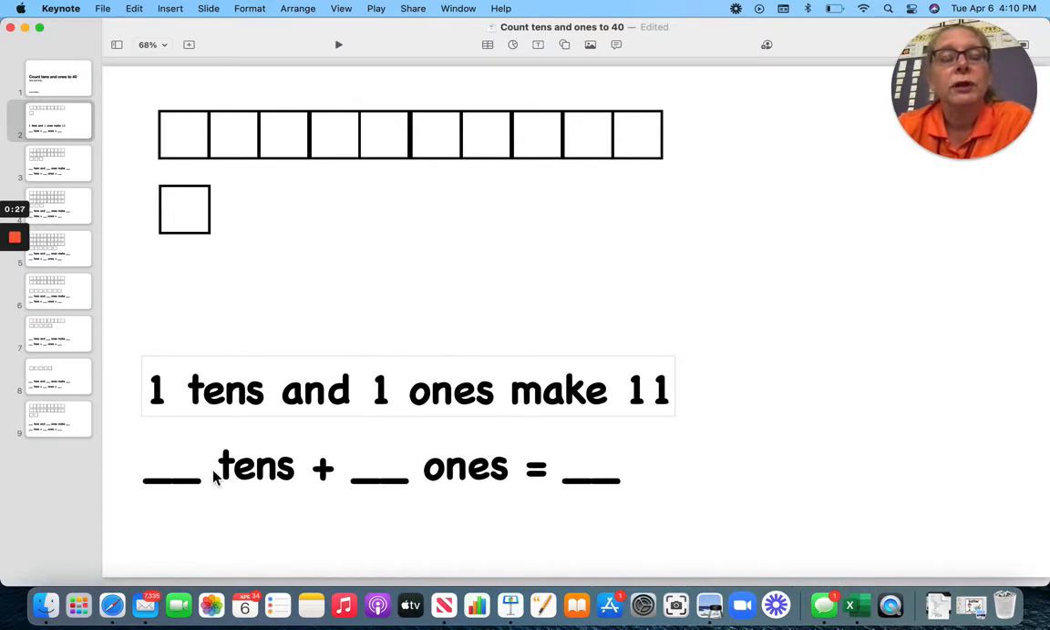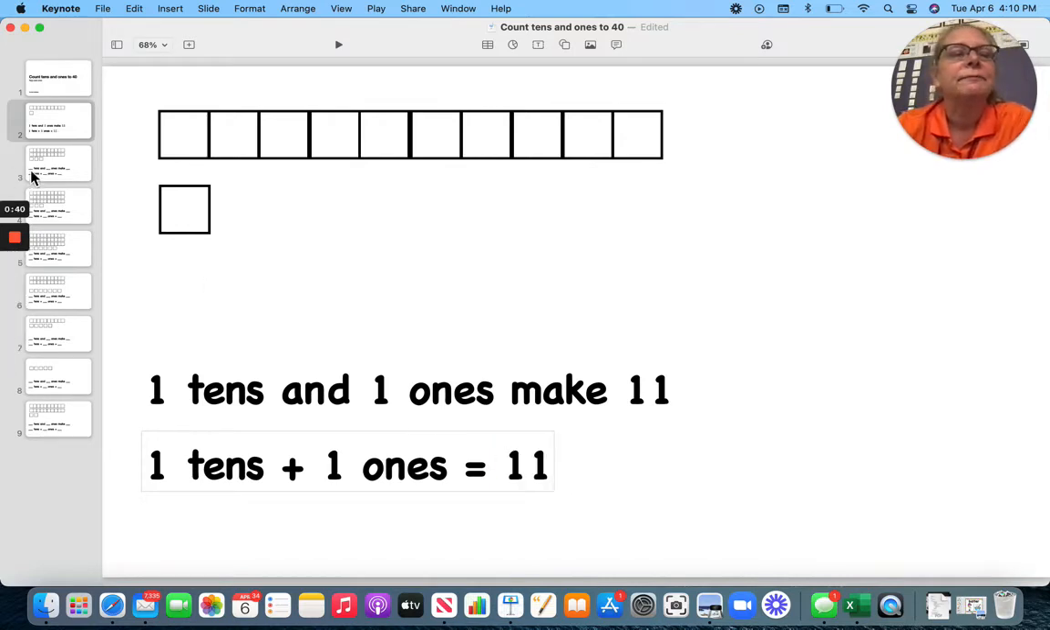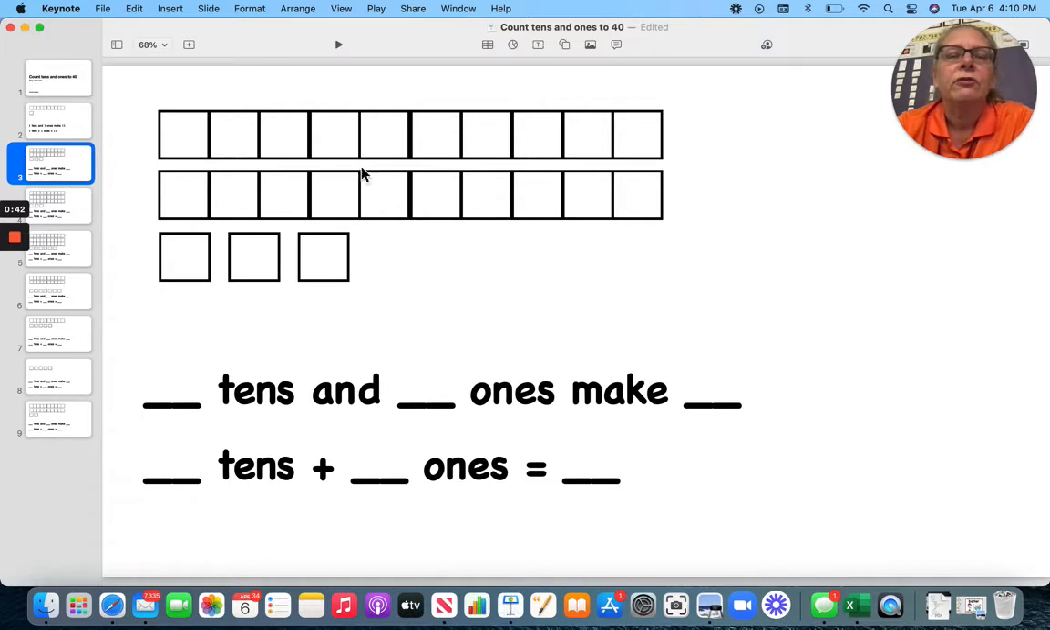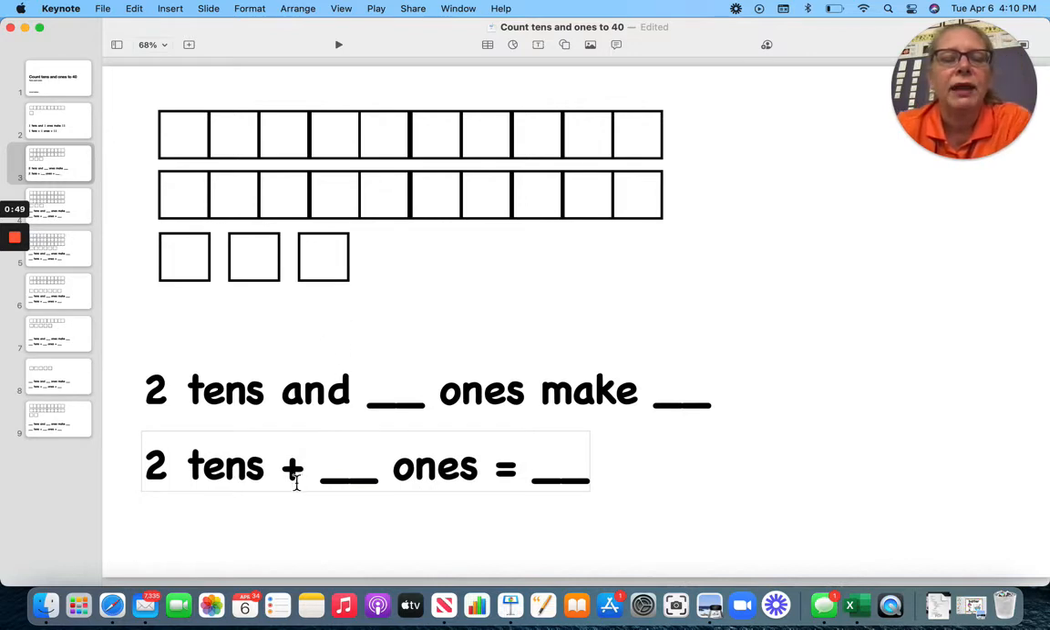So we can do it this way too. We can put our 1 here, 1 ten, plus, because plus and "and" mean the same thing, 1 one equals, equal and "make" mean the same thing, 11. Here, we have 1, 2 tens. Remember, it's the same whether I'm having the "and" or the plus.